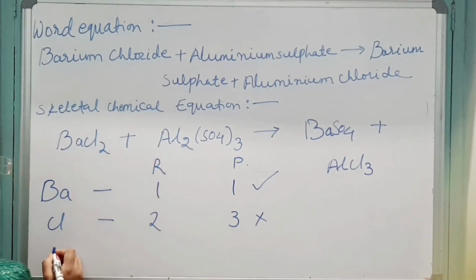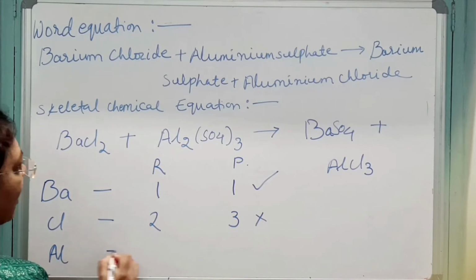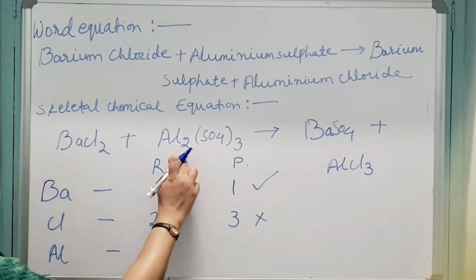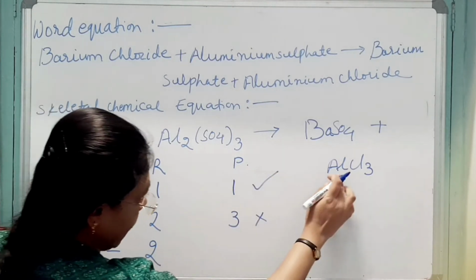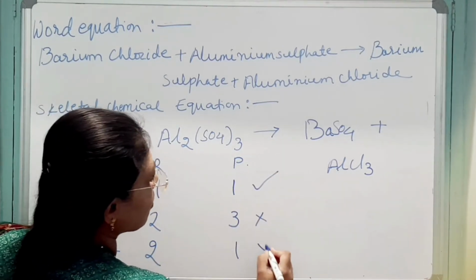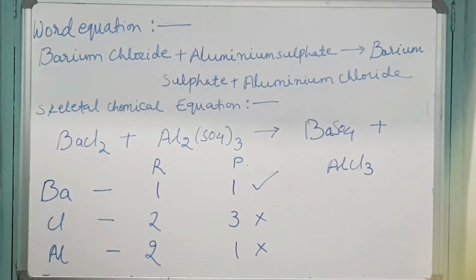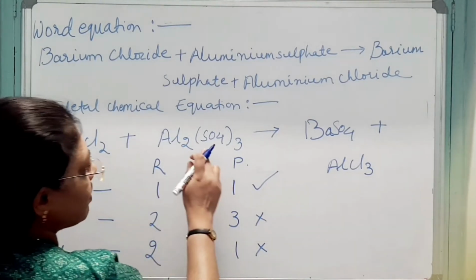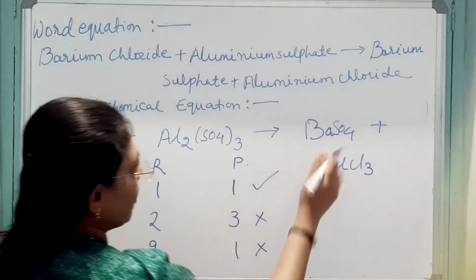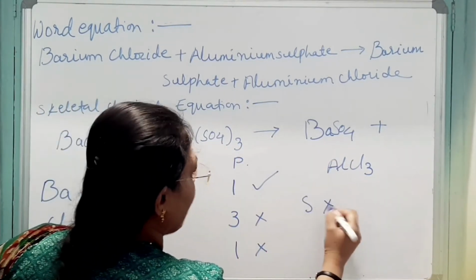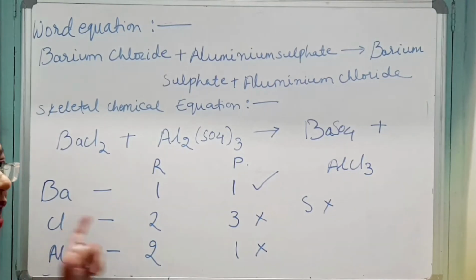Now Al: on the reactant side it is 2, on the product side it is only 1. So this is also not balanced. It means that S must also be not balanced, because S is 3 here and 1 there. So S is also not balanced. So we need to balance this chemical equation.